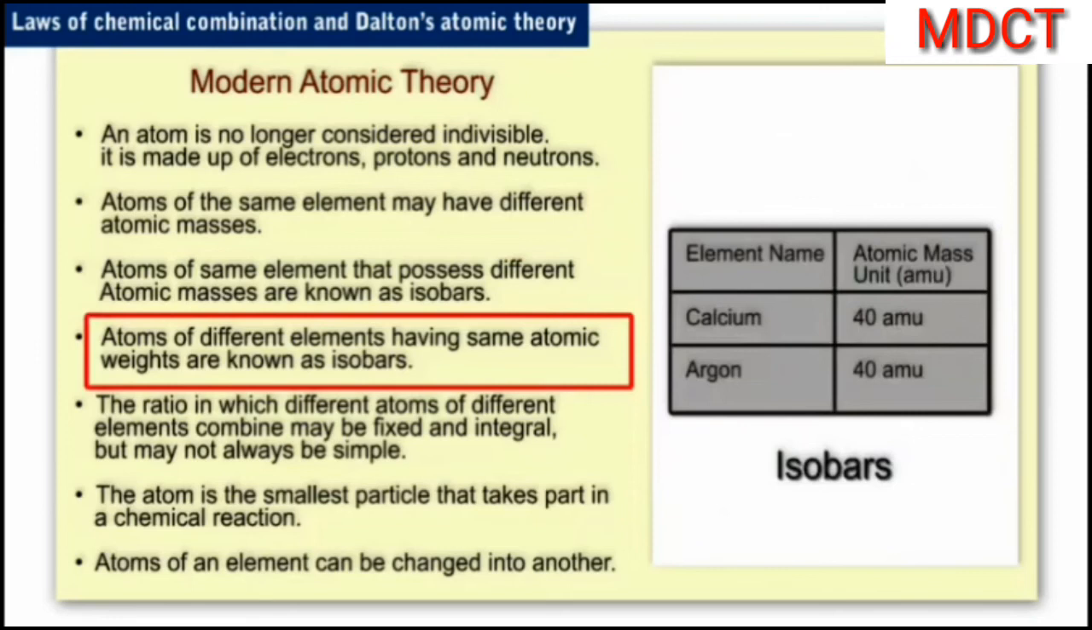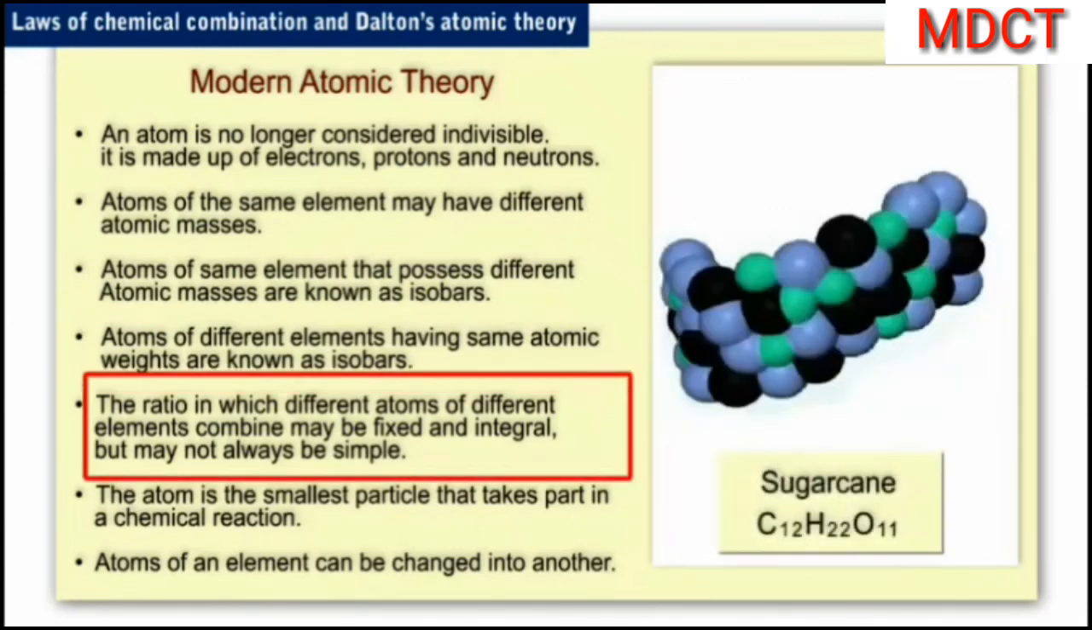Atoms of different elements may have the same atomic masses. Such atoms are known as isobars. For example, a calcium atom and an argon atom have the same atomic mass, that is 40. From this we can also conclude that atoms of different elements may be identical in one or more aspects. The ratio in which atoms of different elements combine may be fixed and integral, but may not always be simple.